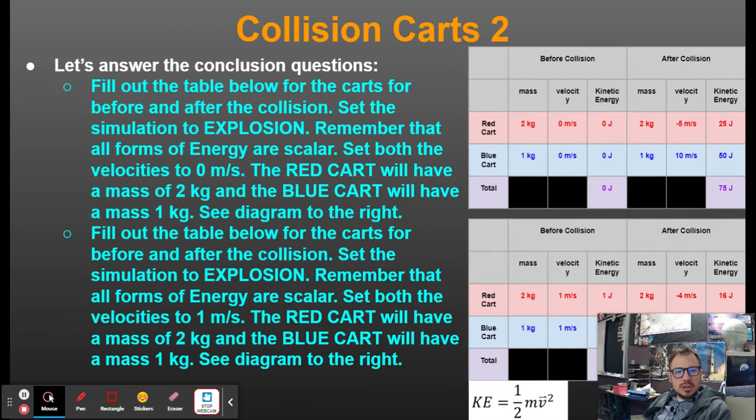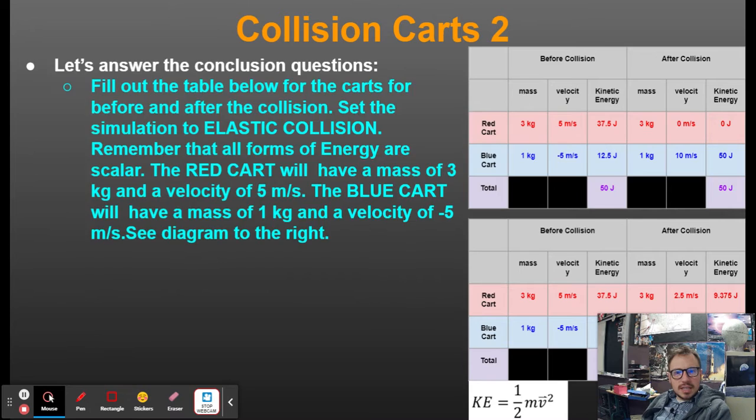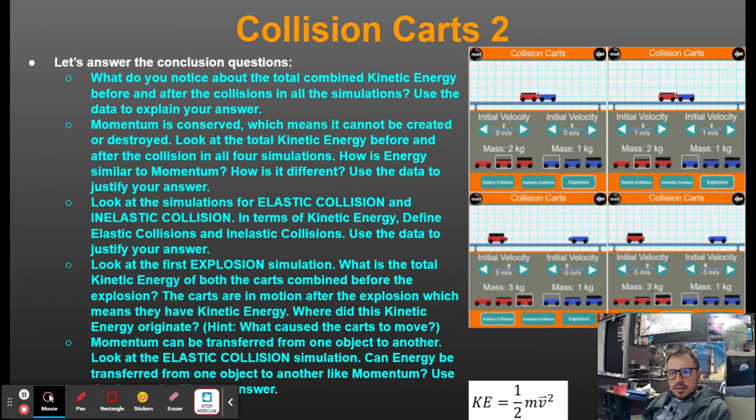If we look at the explosion, you'll notice that it started with 0 and ended with 75 joules. So what caused that motion? What caused that kinetic energy? It was going to be that explosion. That explosion pushed those carts away and caused that kinetic energy. So now let's look at this.